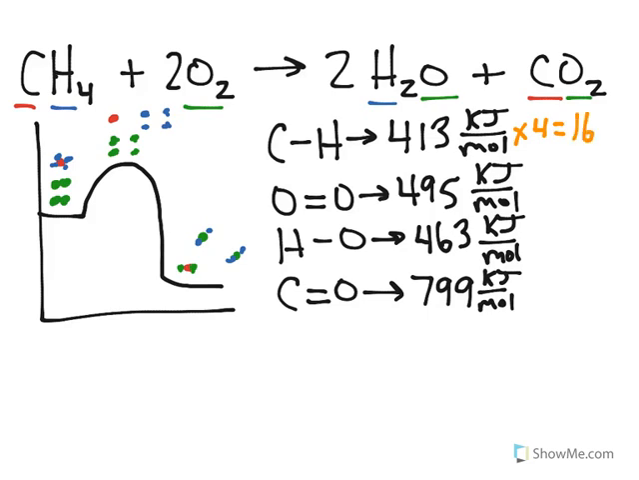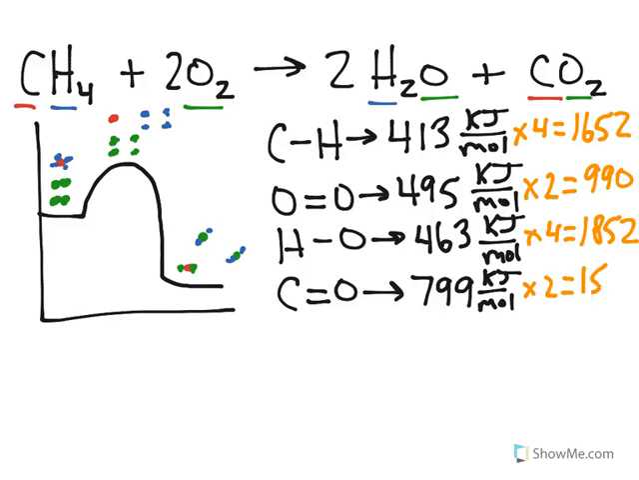And that equals 1652. Here for the O2, there's a double bond here and a double bond there, so there's 2 double bonds that we're having to break. So multiply this one by 2, that's 990 kilojoules. Then over here, the H-O bonds that we're forming in the water, again, there's 2 H-O bonds in each one of these waters, so really we're forming 4 of these. Well, 463 times 4 is 1852. And then on the C=O, you're forming 2 different C=O double bonds within that CO2. So we'll multiply 799 times 2, and that equals 1598.